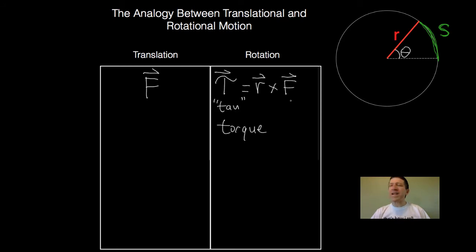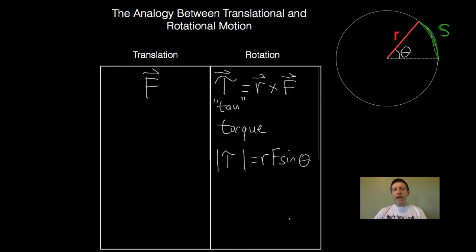That is a cross product. The magnitude of it, this is how we symbolize that, the magnitude of the torque, that's tau, is equal to r F sine theta. And I will explain this in detail, what this r and this F and what the angle between them means.